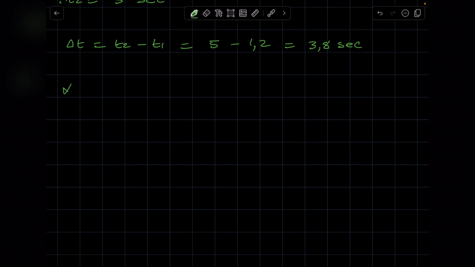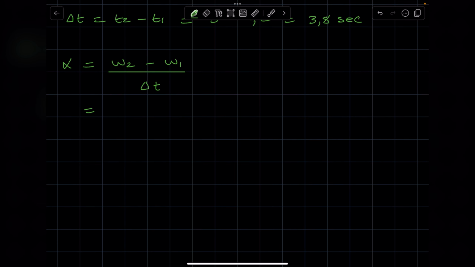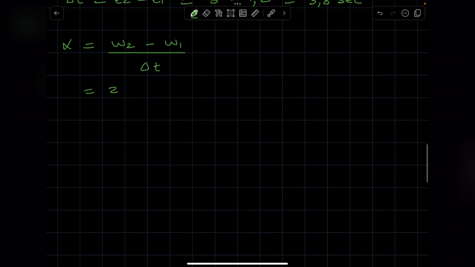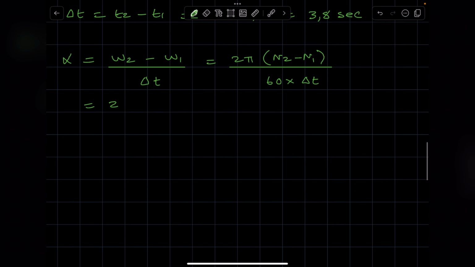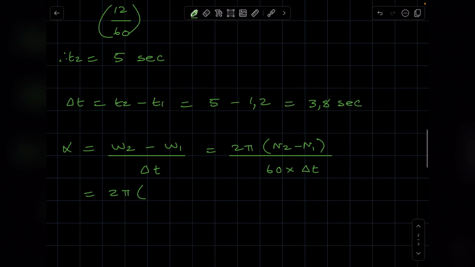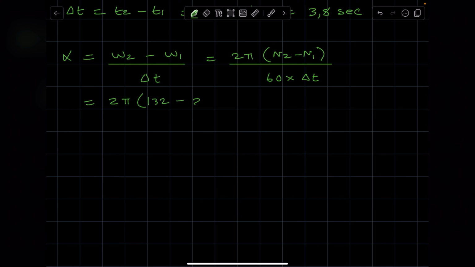And then in calculating the angular acceleration, we know this is equal to omega 2 minus omega 1 divided by the change in t. Now all we do is substitute. This will be 2 pi into n2 minus n1, divided by 60 times the change in time. So this will be 2 pi into n2, which is 132, minus 210, which is n1.